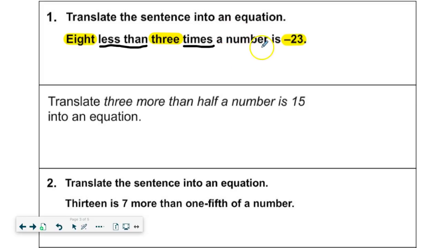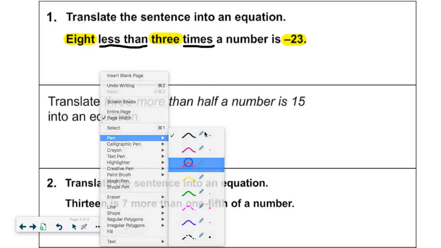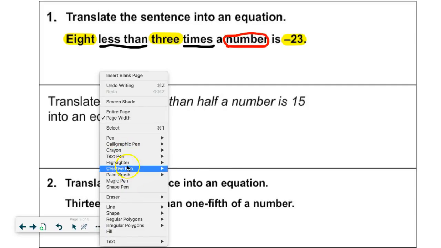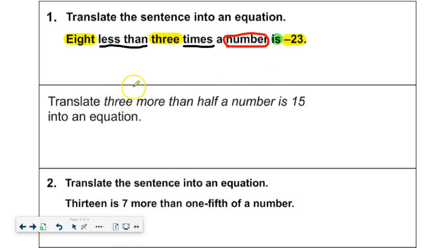Now I'm going to think about where's the variable. Variable is a number, so there's that guy. And then the last thing I'm going to look for is the equal sign. The equal sign, generally speaking, will literally have the word equals or say is. So I see an is right there. There's my equal sign. So right now what I have is the number 8 and an operation, 3 and an operation with a number, a variable, and an equal sign and a negative 23, all in that order. Okay, 8 less than 3 times a number is negative 23.